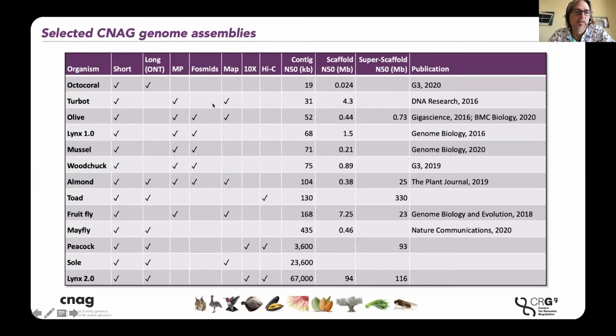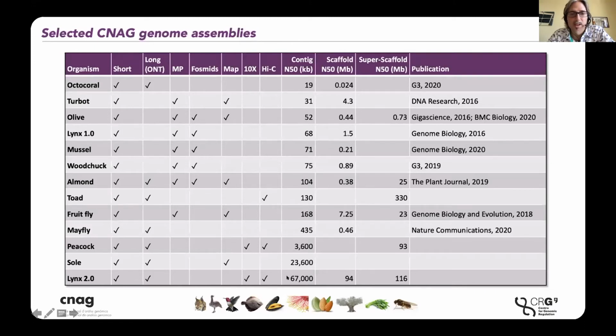Also, there was a period of time that we were using Fosmid pools. And depending on the organism, sometimes we have a genetic map or a physical map. In the case of the fruit fly, it's a physical map. And then various other technologies. And the more recent long-range technologies I'm going to talk about in a minute are 10x Genomics linked reads and proximity ligation protocols, Hi-C.